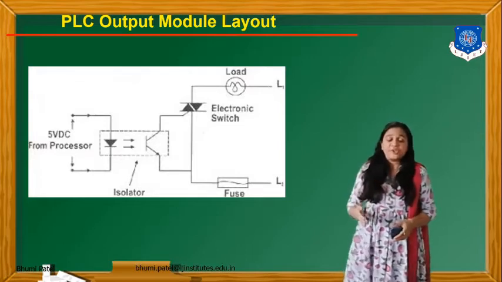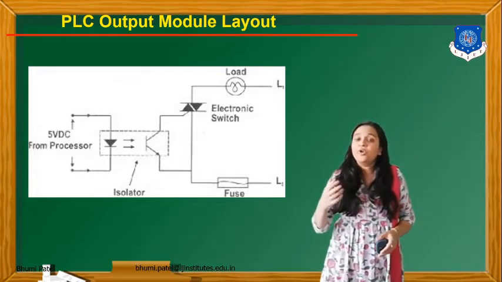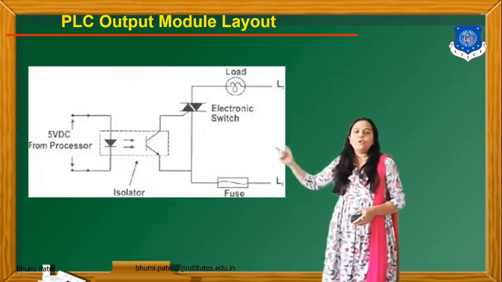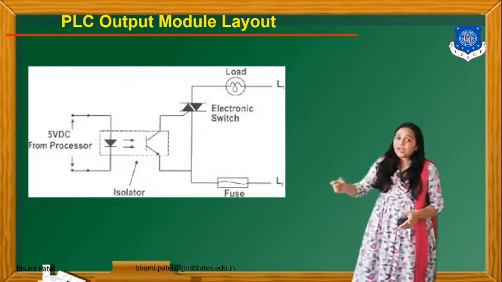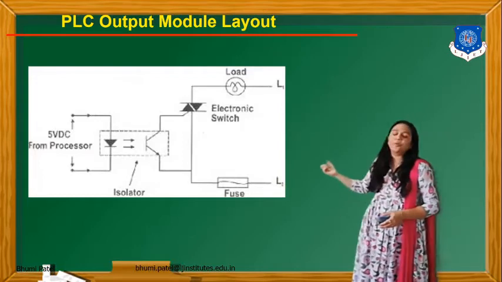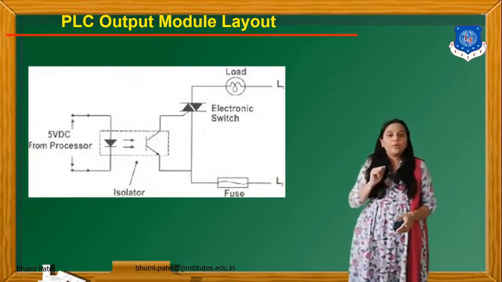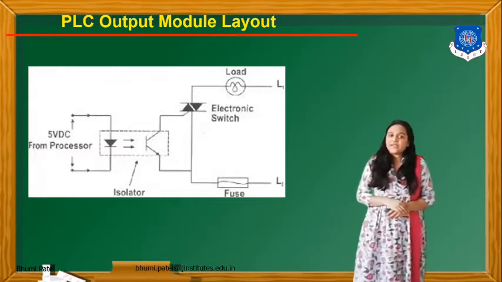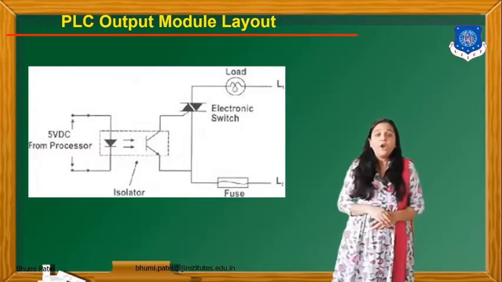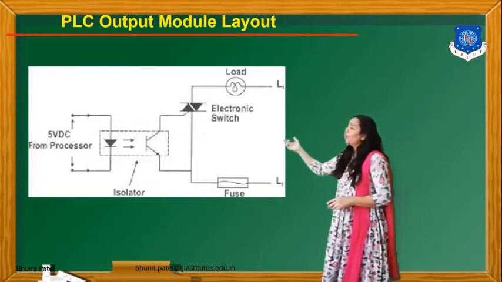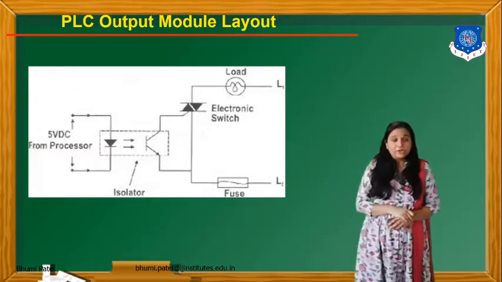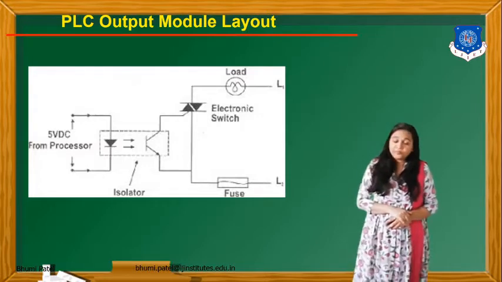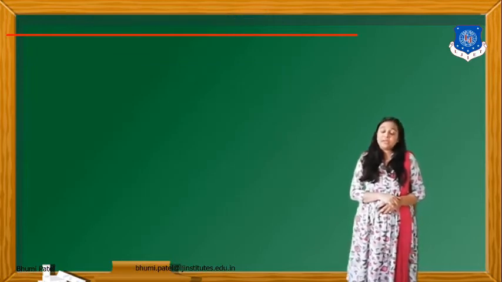Now at what time will the output module be on? The code that is generated by the input module layout output will be perfectly matched to the input of the output module. If both the module codes match, at that time the output module will be on, otherwise the output module will be off, because the input of the output module is the digital signal. So both the codes must perfectly match, then the output module will be on. Okay, so this is all about the PLC output module.